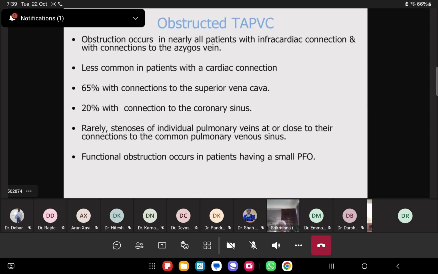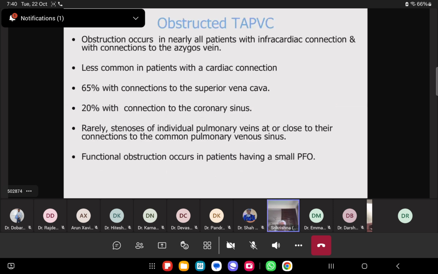On the basis of obstruction, there are two types, obstructive and non-obstructive TAPVC. Obstruction occurs in nearly all patients with infracardiac connections and with connections to the azygous vein. It can also be seen in the supracardiac and the cardiac TAPVC, but is more common in the infracardiac. It is less common in patients with the cardiac connection: 65% of patients presenting with connection to the superior vena cava, 20% with connection to the coronary sinus.